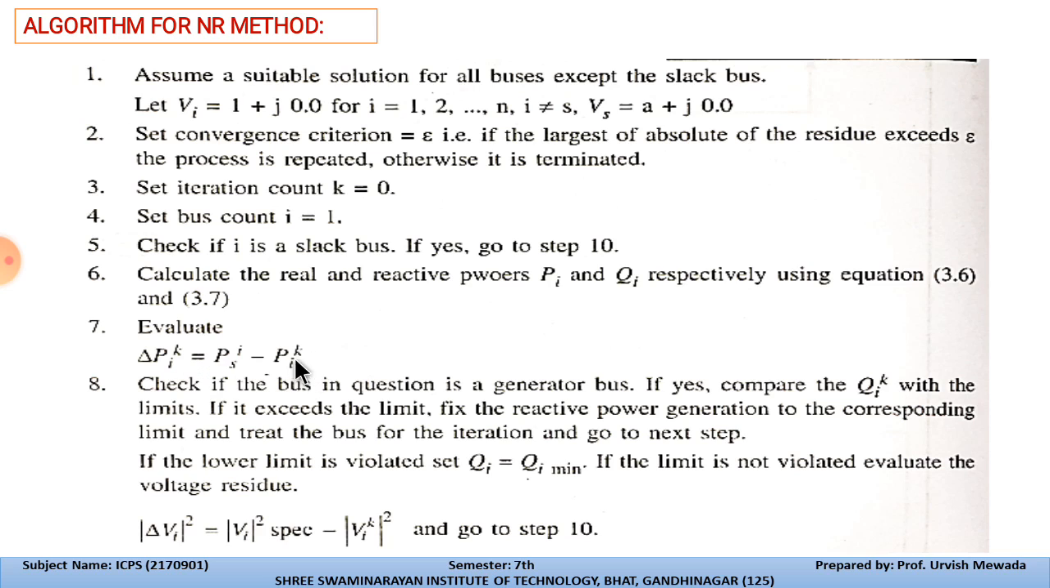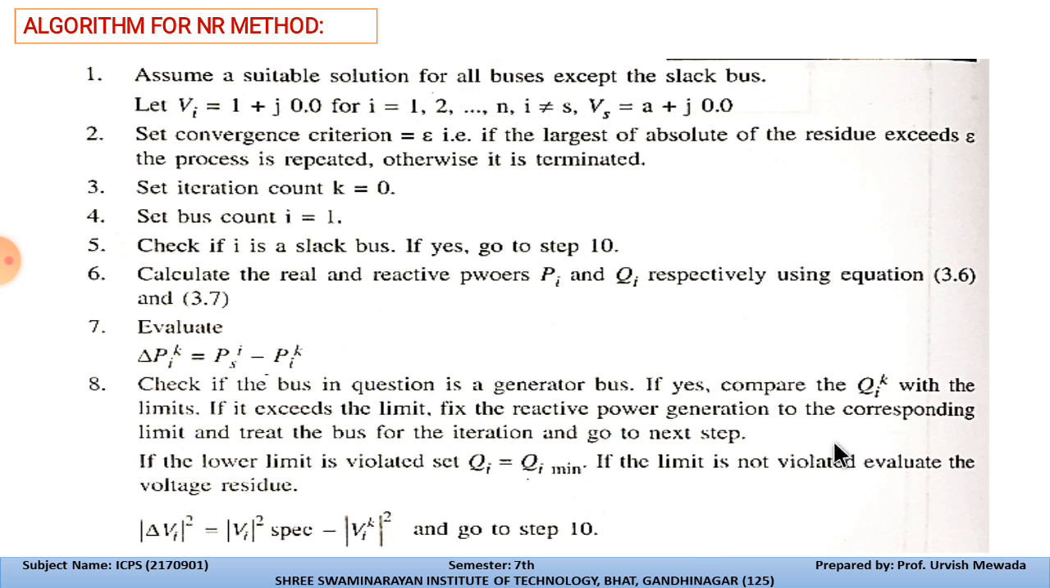So this is for bus number 1 to the nth bus, and we can calculate the change in power of the system from bus 1 to the nth bus, and check if the bus in question is a generator bus. If yes, then compare Qi^k with the limits, Qi maximum or Qi minimum. If the limit is violated, set Qi equal to the Qi limit.